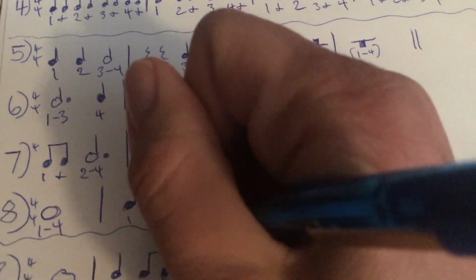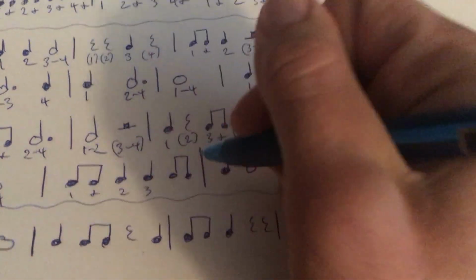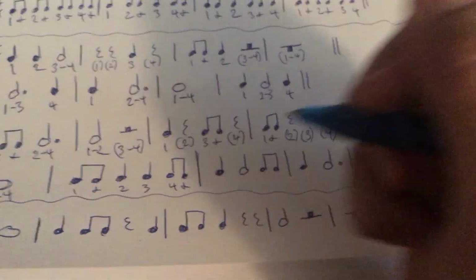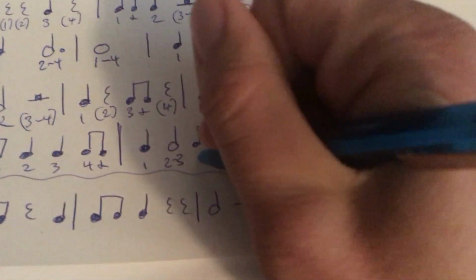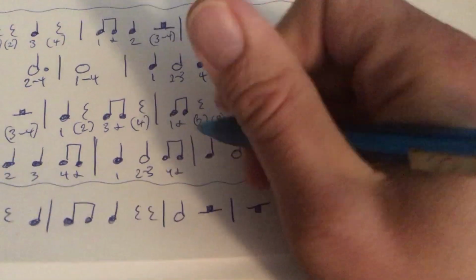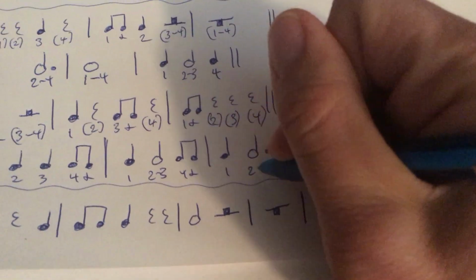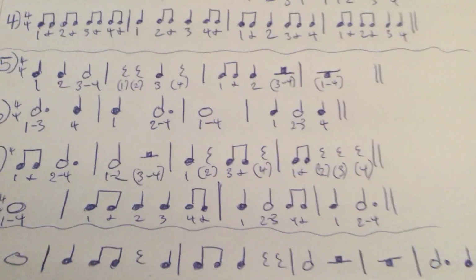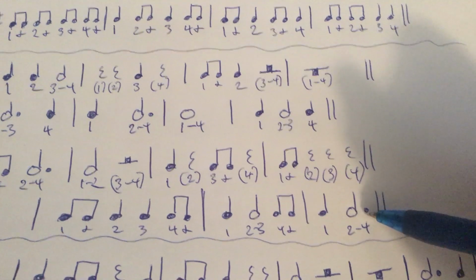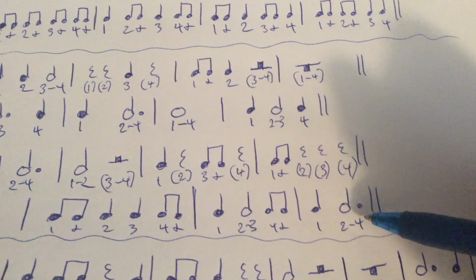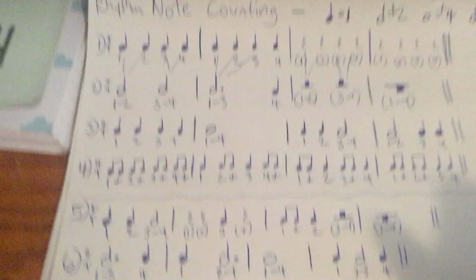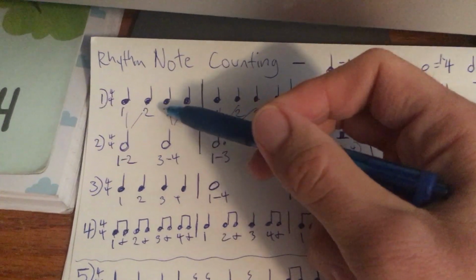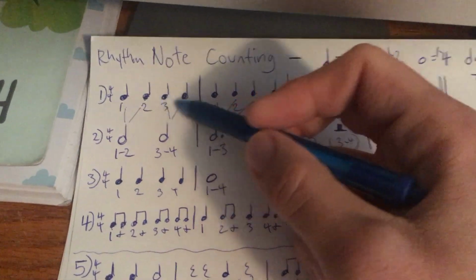You have 1 and 2, 3, 4 and. Then we have 1, 2 through 3, 4 and. Then we have 1, 2 through 4. Okay, again, that's one of those tricky ones. It's worth 3 beats, that note is. But it doesn't start on beat 1, it starts on beat 2. So you kind of have to count like that. You kind of have to count 2, 3, 4. It takes up those 3 sounds.